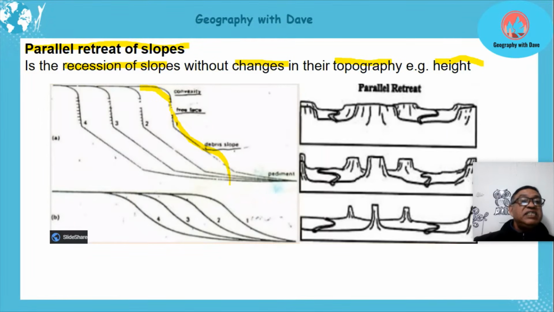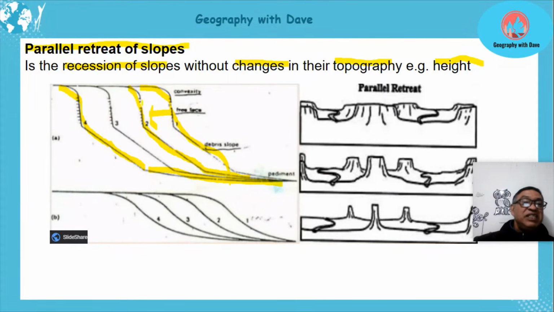And as it recedes, it goes backwards. Can you see? The same shape, not much change to its topography. Can you see the height and the shape, and it continues in the same way. All right, can you see it? It's just this pediment gets longer. But can you see the shape of these ones? It stays the same in terms of height and steepness. That is your parallel retreat.